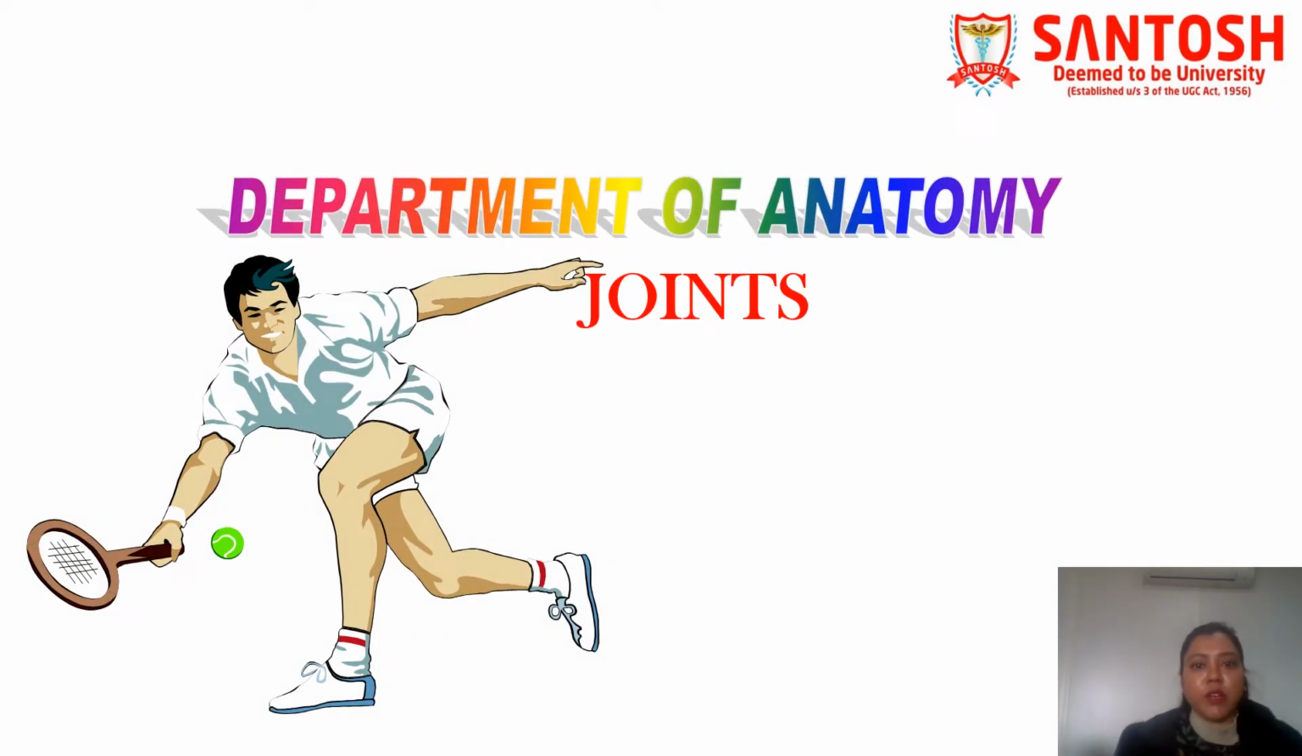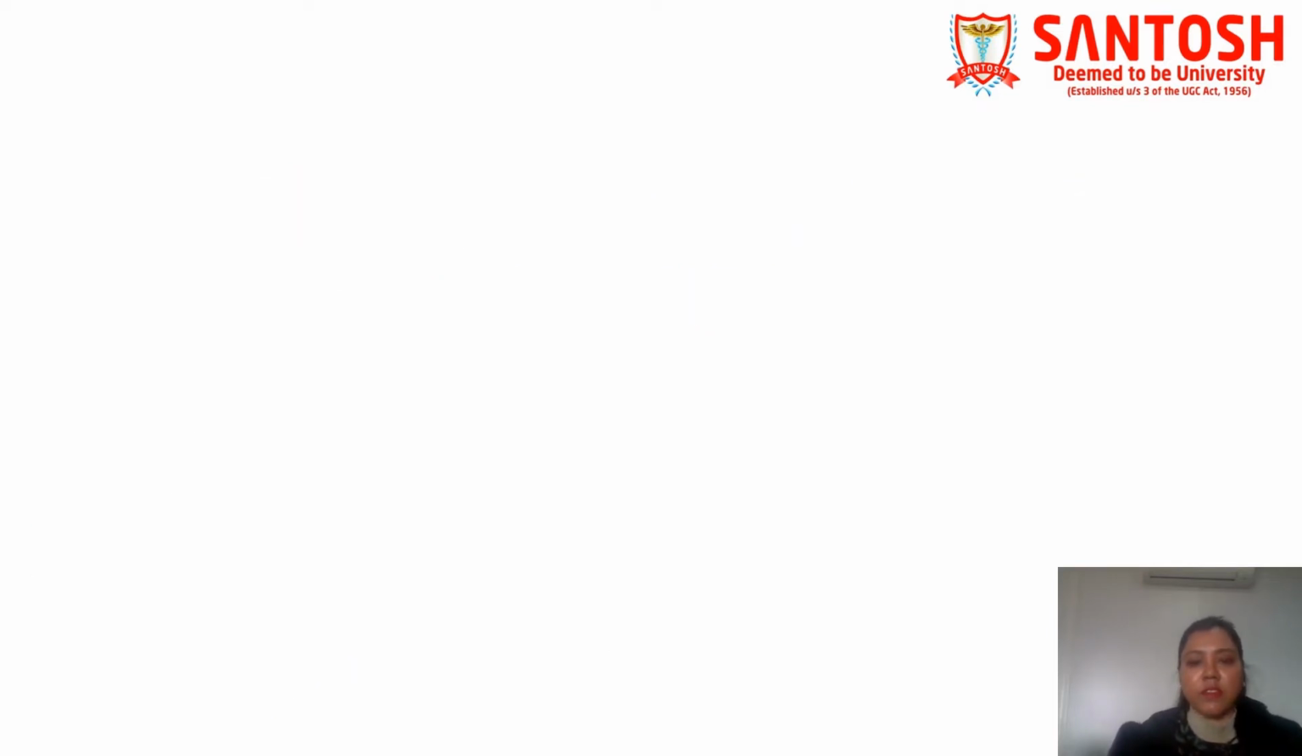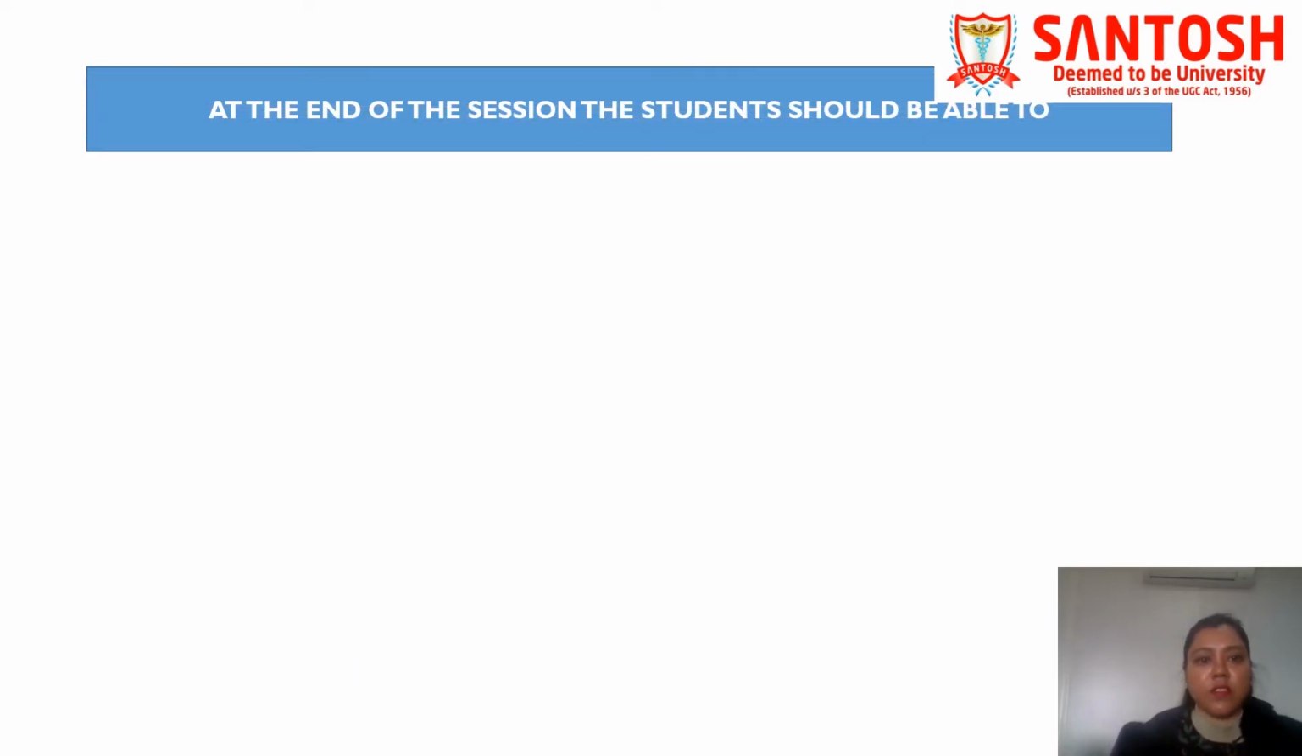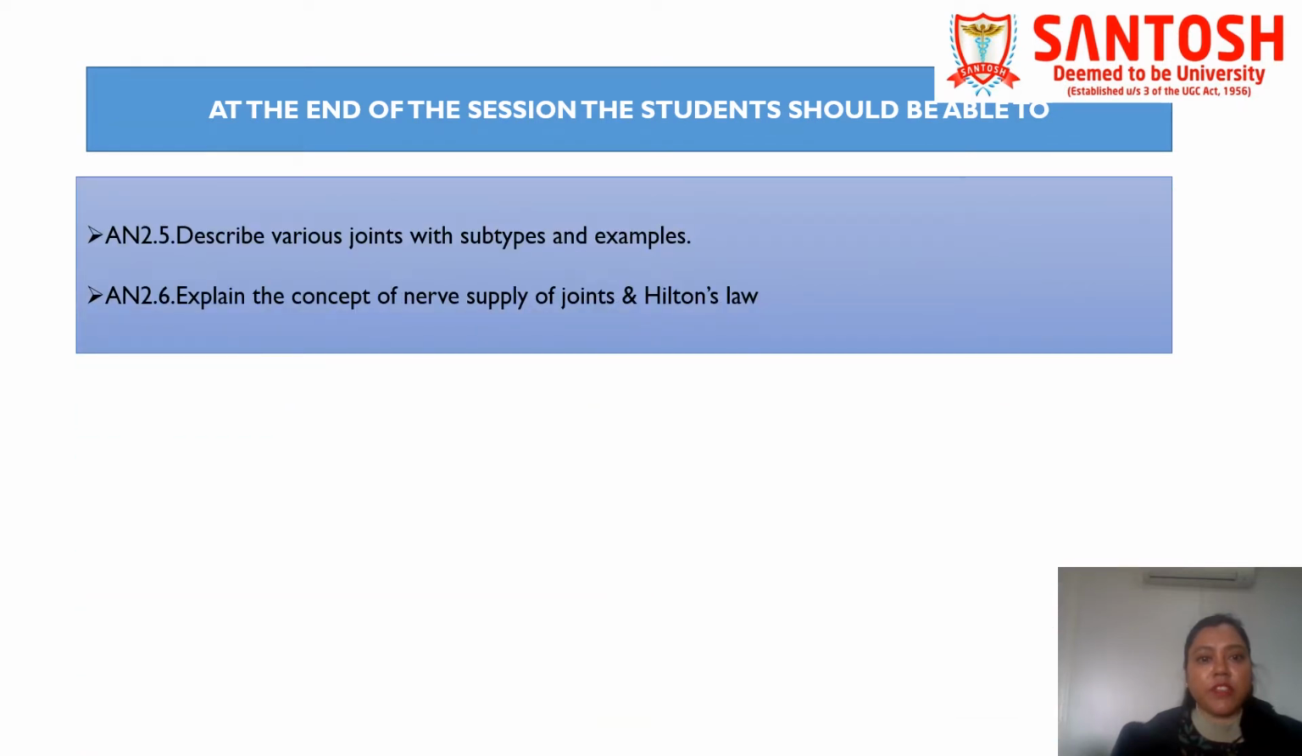So today we'll be talking about the joints. At the end of the session, students should be able to describe various joints, their subtypes, examples, and explain the concept of nerve supply of joints and Hilton's law.